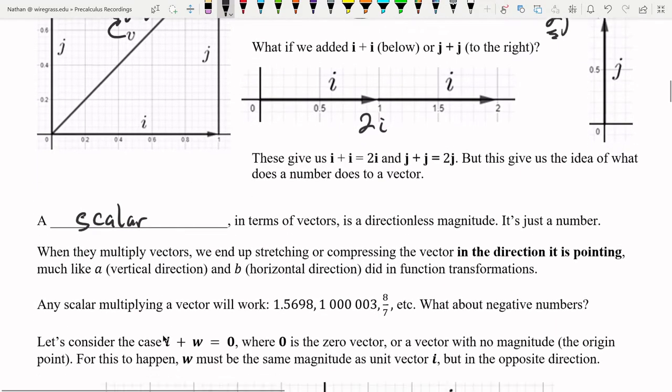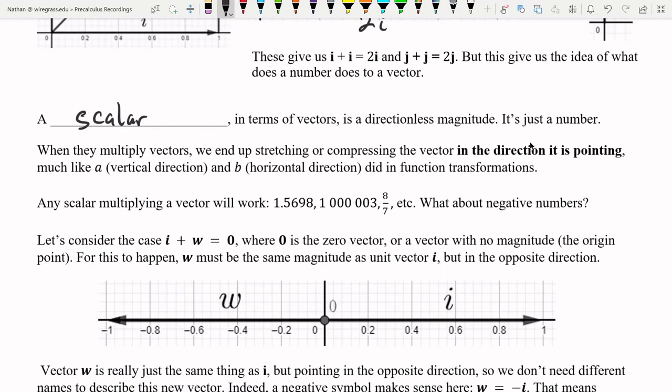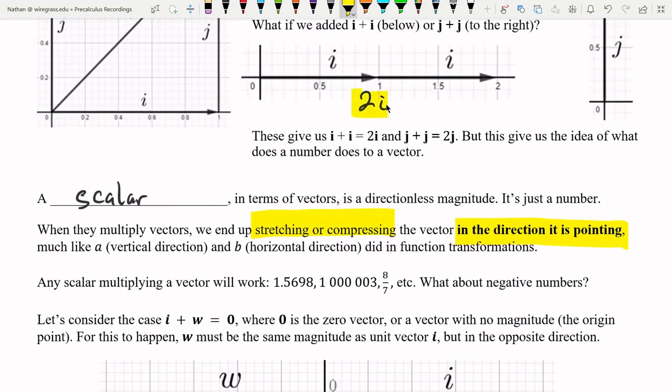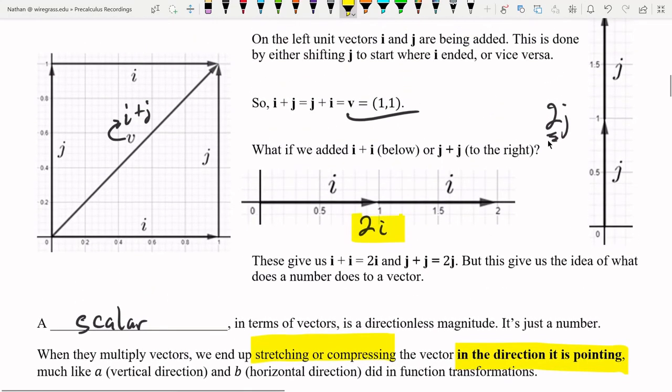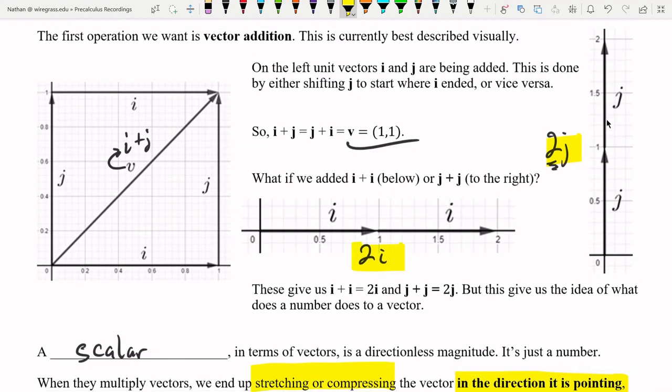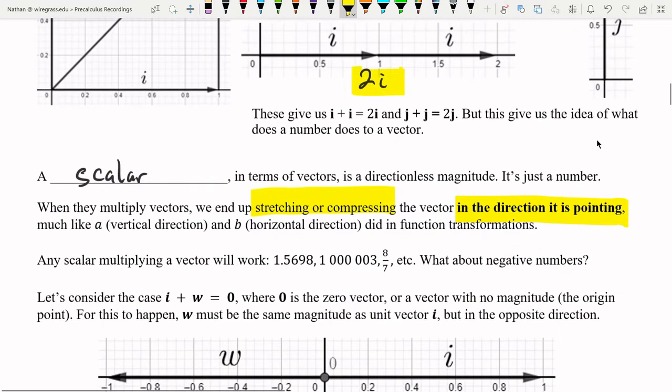So when you multiply vectors by scalars, we're really just stretching or compressing the vector in the direction that it is pointing. So here we stretched i by a factor of 2. It just increased it to a length of 2, but it didn't change the direction. The same thing happened for 2j, right? The same direction was there, but it just stretched it by a factor of 2. And any scalar multiplying will work. Any kind of number you want to multiply by.